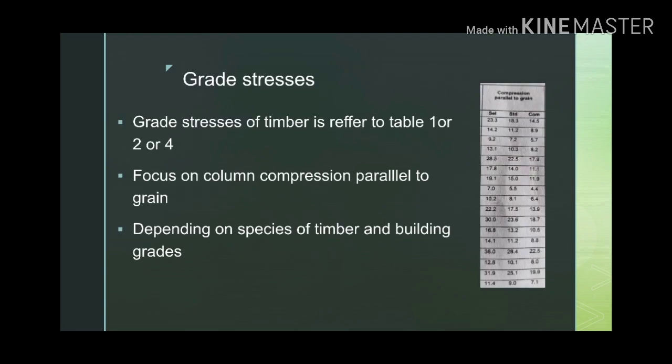Next, we have to identify the grade stresses of the selected timber that we choose to use for our project. The grade stresses can be identified from tables 1, 2, and 4. But we have to identify the moisture content of the timber species first, followed by the timber species, and then the grade of timber to be used, either selected, standard, or commercial. So for timber column design, we refer to compression parallel to grain.